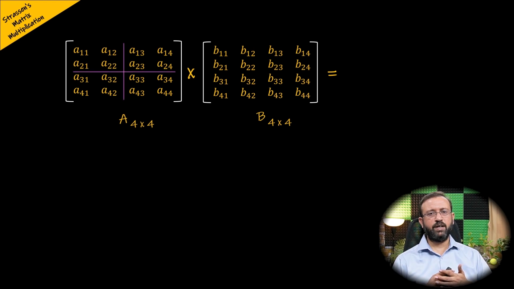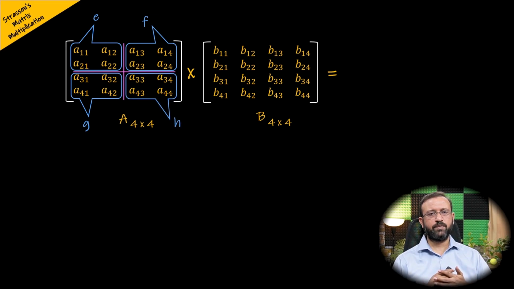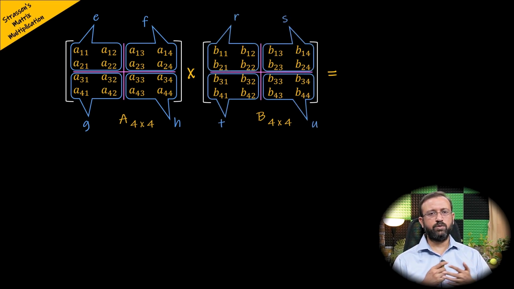Matrix A is divided into 4 submatrices of size 2 by 2. Let us call these submatrices of matrix A as E, F, G, and H. And matrix B is also divided into 4 submatrices of size 2 by 2. Let us call these submatrices of matrix B as R, S, T, and U. Then, to compute the elements of the matrix C, that is the product of matrix A and matrix B, we can apply matrix multiplication as applied to matrices of size 2 by 2.